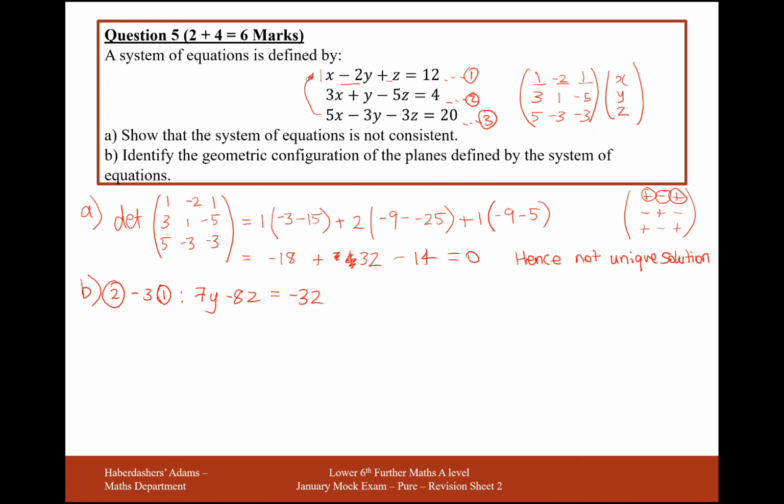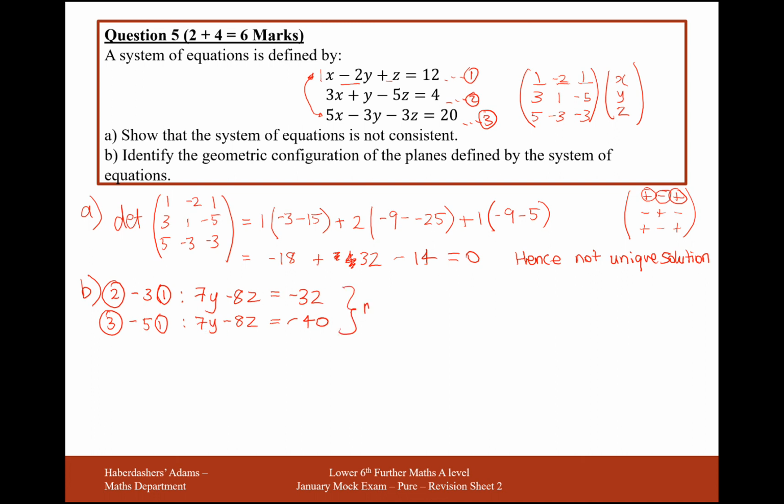Okay, so the next way, I'll link equations 1 and 3 together. So I'll use equation 3, but to eliminate the x this time, I'll times the first equation by 5. So 5x take away 5x, that's 0. Minus 3y take away minus 10y, that would be a double negative. So minus 3y add 10y will give me 7y. Minus 3z take away 5z will give me minus 8z. And 20 take away 60 is minus 40.